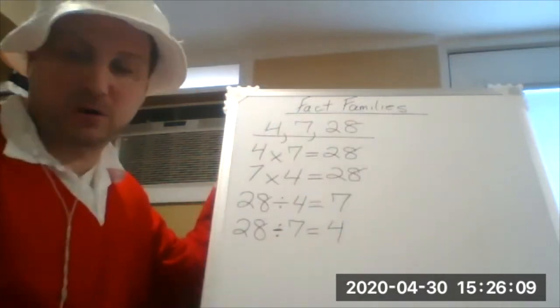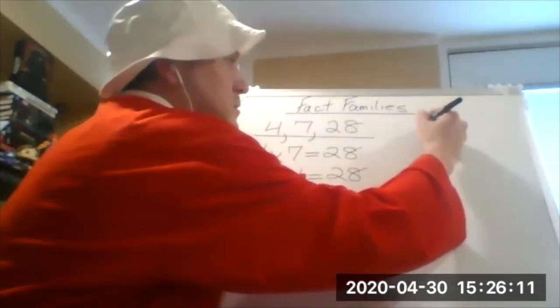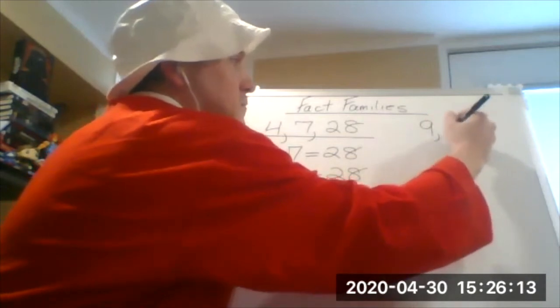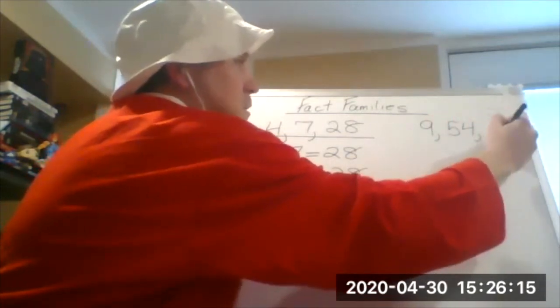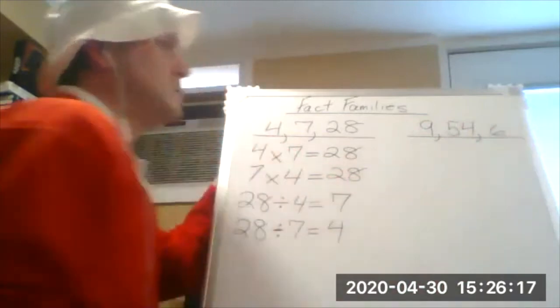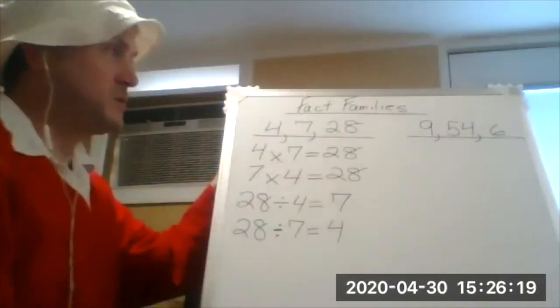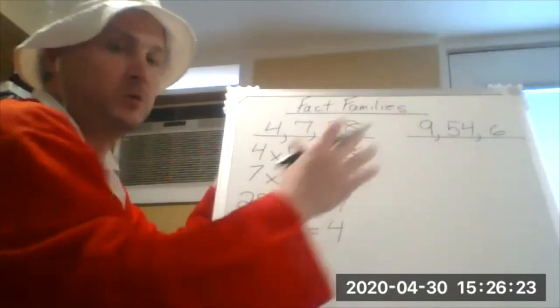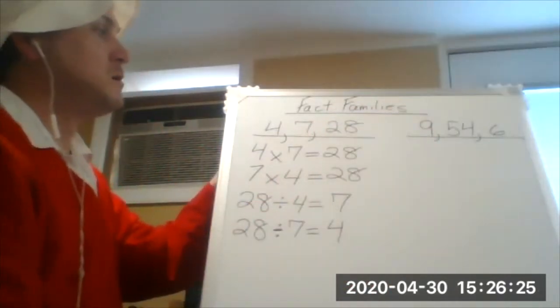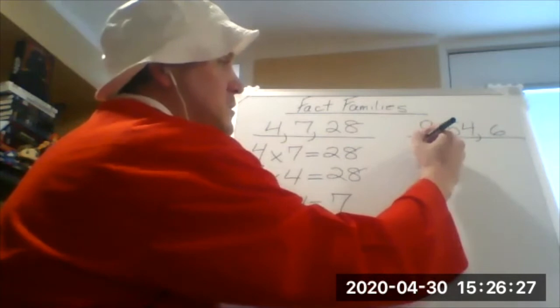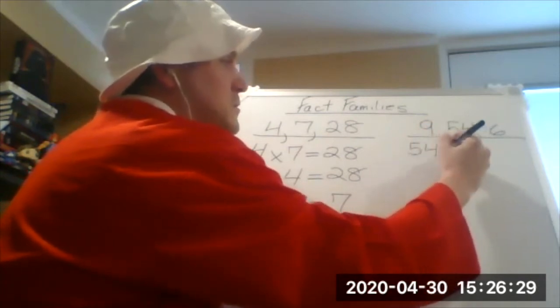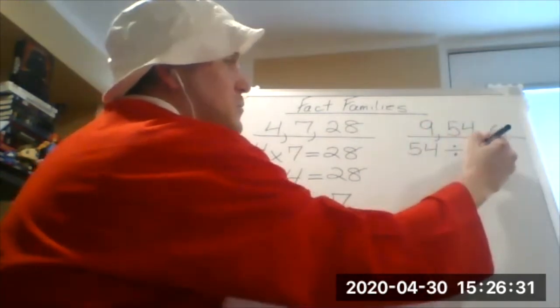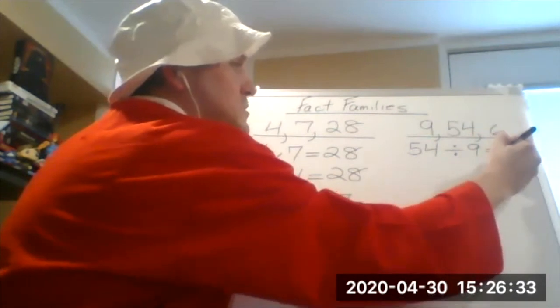Now they might throw a curveball at you and give you the numbers written 9, 54, and 6. And they'll say, create the fact families. Well, here's where you have to look at the numbers and figure out what am I multiplying, what am I dividing by. Here I'm going to start with division first. I'm going to say 54 divided by 9 gives me 6.